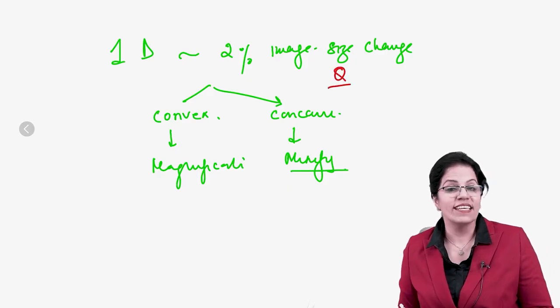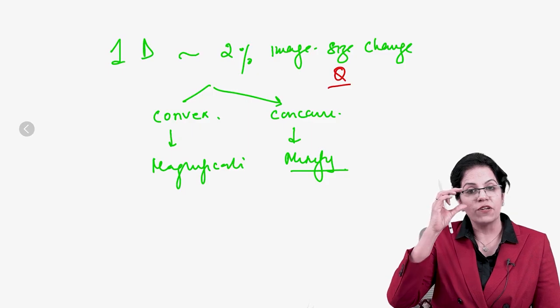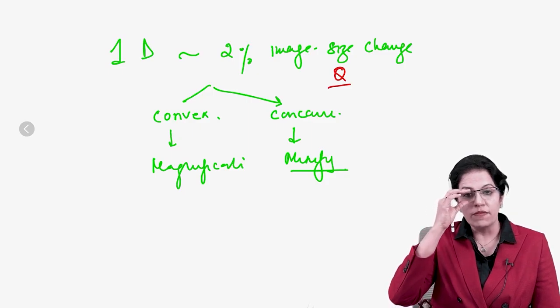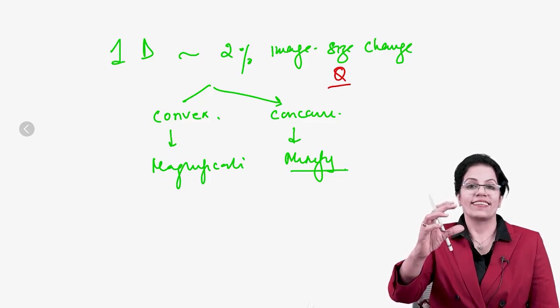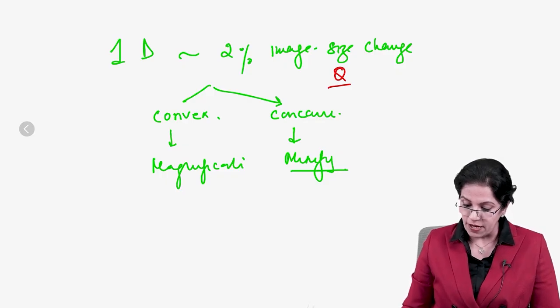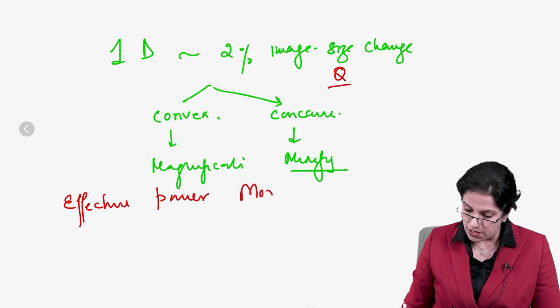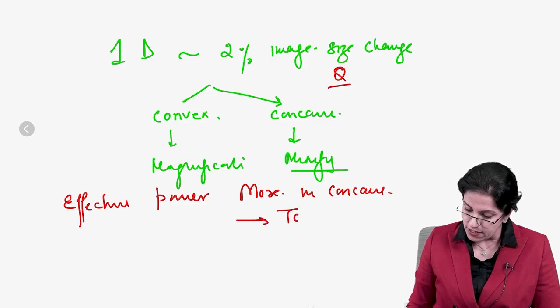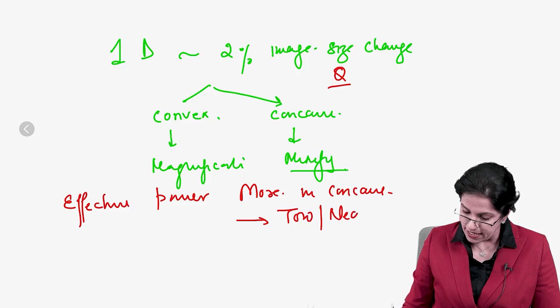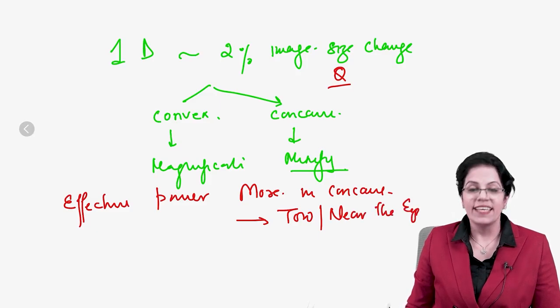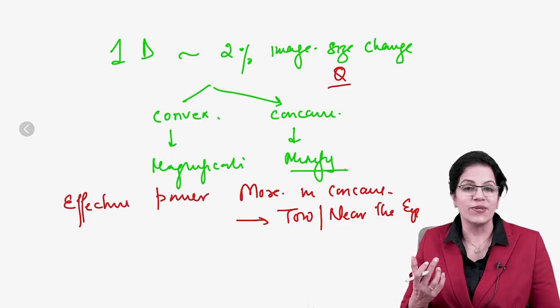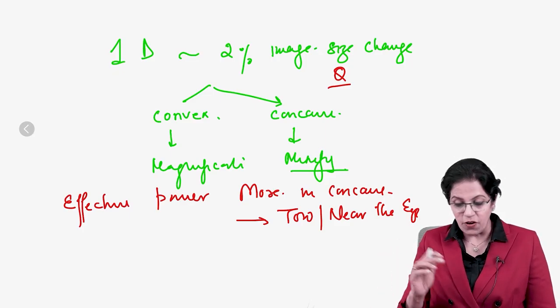Another important thing is that therefore the effective power of a concave glass is more when you take it towards the eye, and for a convex it is more when you take away from the eye. So the effective power is going to be more in concave lenses when it is towards the eye or near the eye. When you take it closer to the eye, the effective power is going to increase. And for convex, it is opposite.